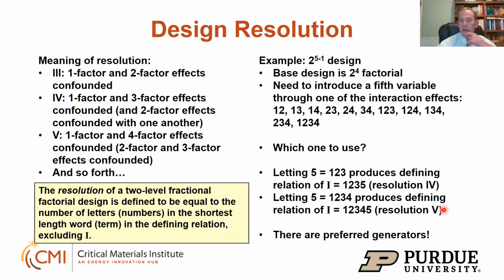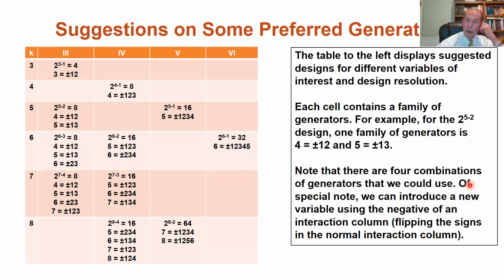So given these two situations here, which one is preferred? I think we probably all agree that we prefer the resolution 5 design, because that way, under the assumption that 3-factor and higher order interactions are negligible, our confounding is greatly simplified. So this basically points out that there are preferred generators. Here on this slide, I've listed some preferred generators.